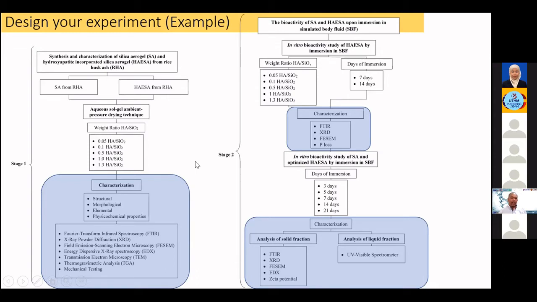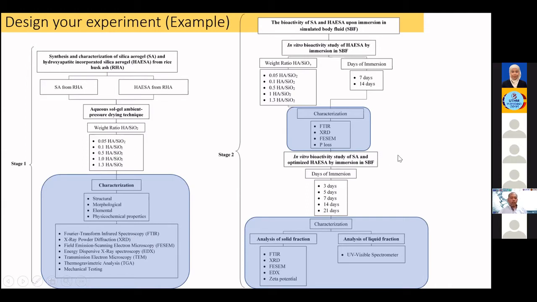This is actually about hydroxyapatite incorporated silica aerogel from rice husk ash. We produce different ratios, and from these different ratios we characterize with all of these characterization techniques, and then we get information about the material.